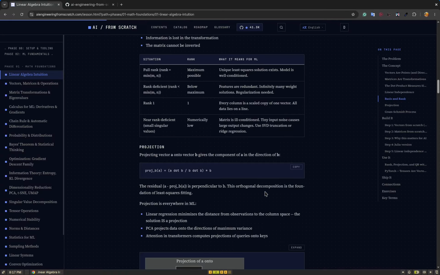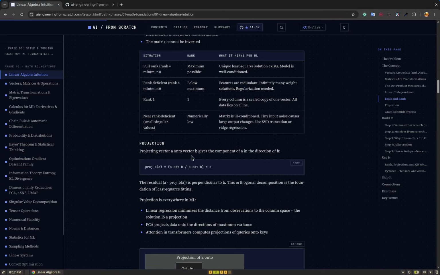Okay. Projection: projecting a vector onto another. It gives the component of A in the direction of B.